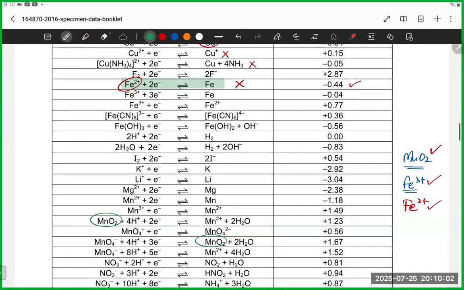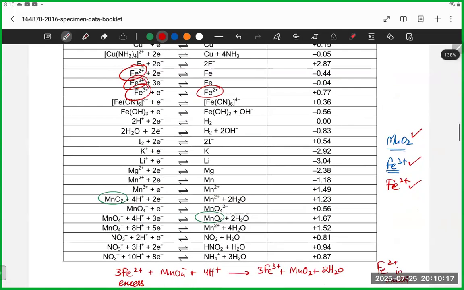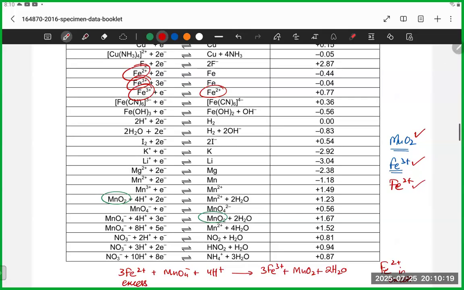And then I'm going to focus on Fe2+ and Fe3+. They're pretty much everywhere. This is Fe3+. So all of these things. Now, if I bring the two things together, the higher potential gains electrons. If you look carefully, the highest potential at the moment is going to be 1.23.